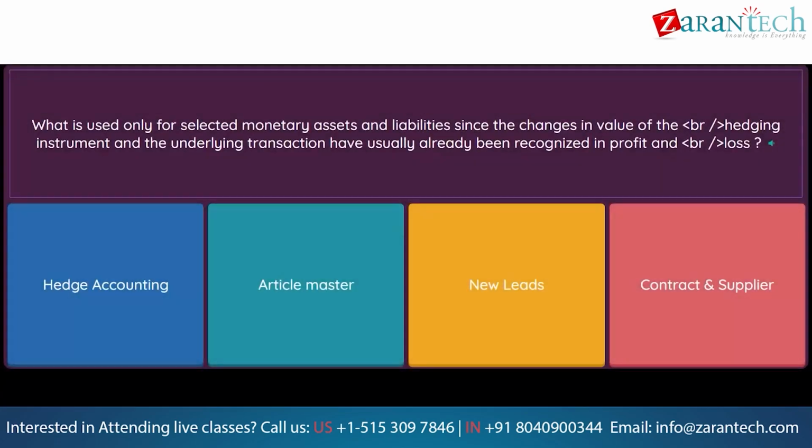Question, what is used only for selected monetary assets and liabilities since the changes in value of the hedging instrument and the underlying transaction have usually already been recognized in profit and loss? Option 1 hedge accounting. Option 2 article master. Option 3 new leads. Option 4 contract and supplier.